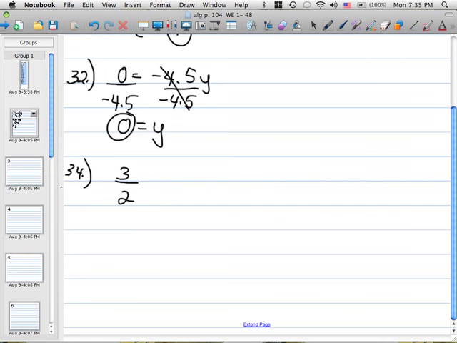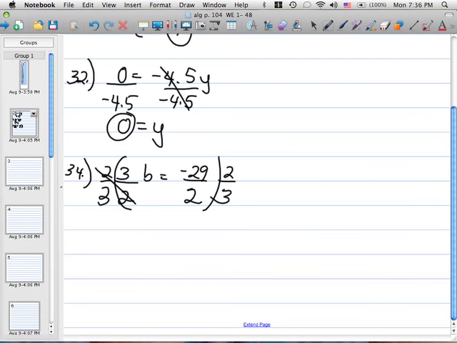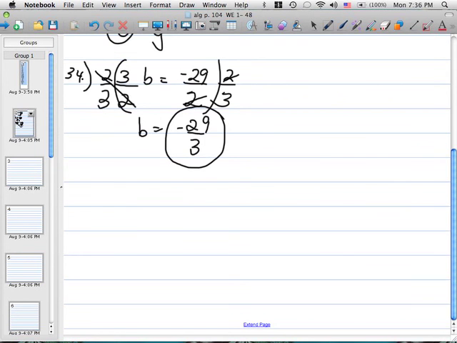We have 3 halves b equals negative 14 and a half. Negative 14 and a half, 14 times 2 is 28, plus 1 is negative 29 halves. I'm going to solve for b, so we're going to multiply by the reciprocal of 3 halves, which is 2/3. Those cancel. The 2's cancel on the right, so we get negative 29 over 3. And you can leave it as an improper fraction. It's in simplest form.